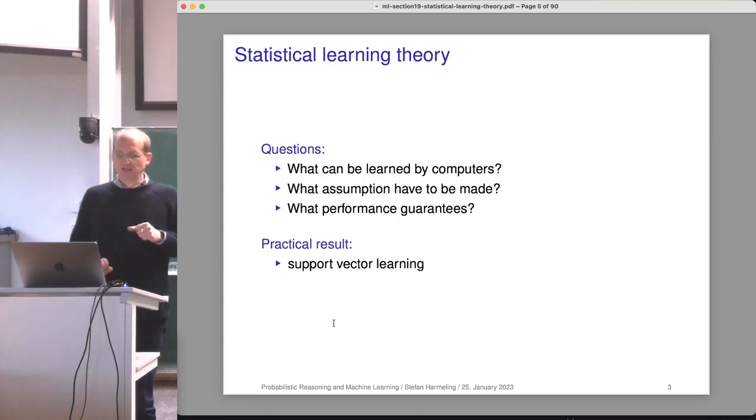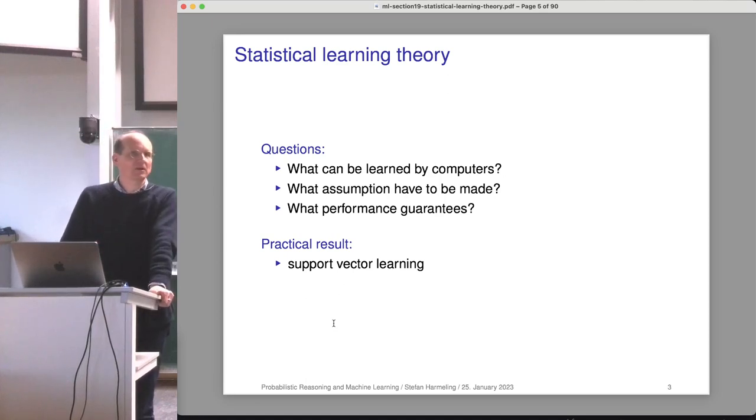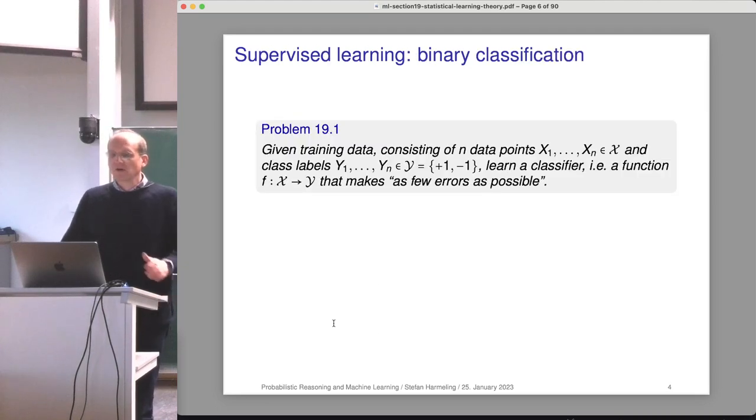As I said, a practical result of SLT is support vector learning. That can be really nicely motivated from statistical learning theory, which we are not doing today, but which is coming, and which helps us understand why support vector learning works so well. So let's start with some basic setup: supervised learning, binary classification, and it won't get more complicated than this. We will only analyze this problem.